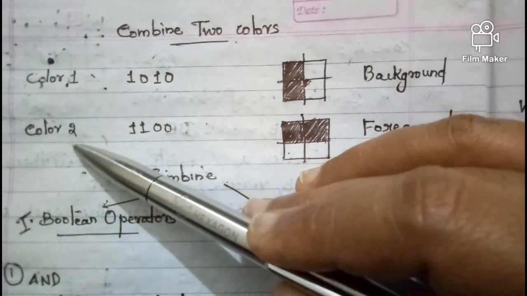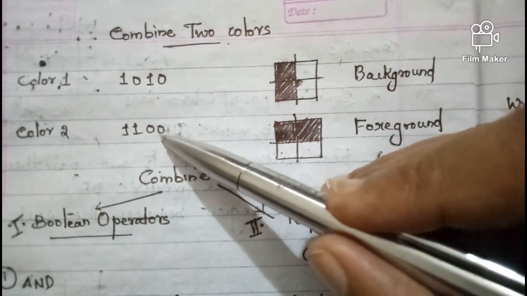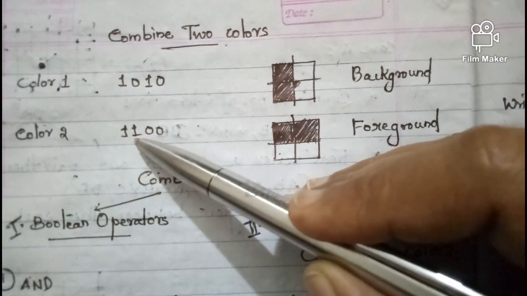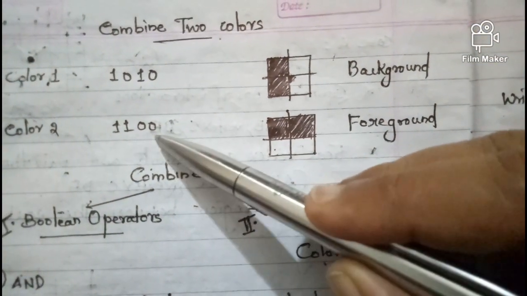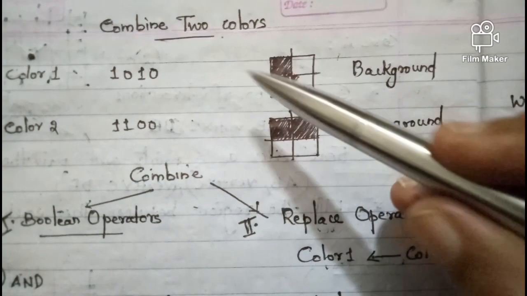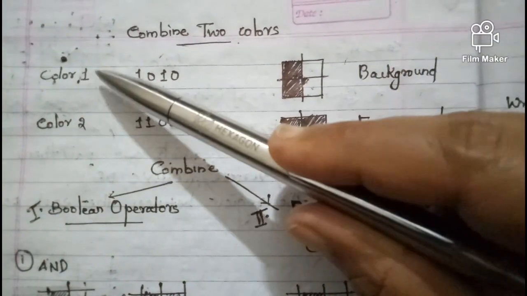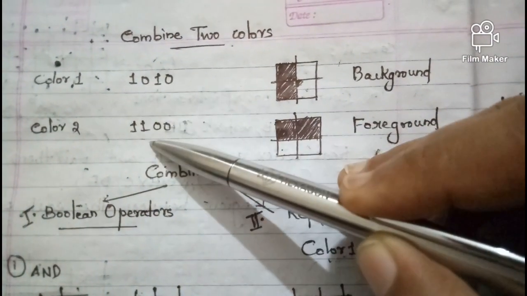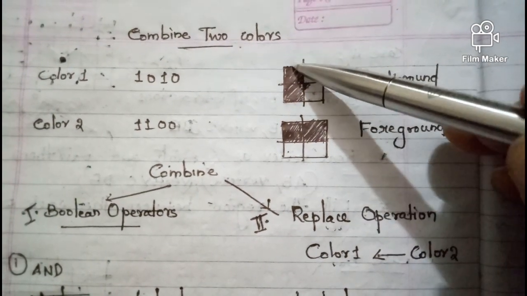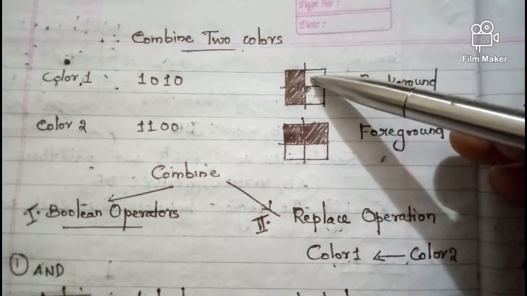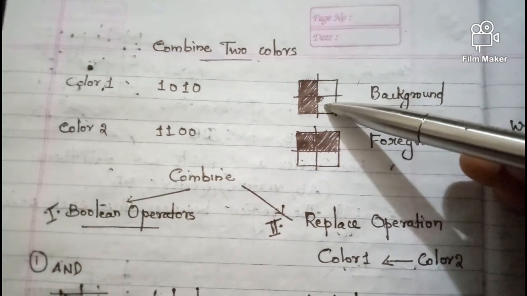Okay, now let me explain color 2. The binary equivalent of color 2 is 1100, which means the first two pixels are to be plotted. The first pixel is plotted and the second pixel is plotted. And the next two pixels, that means the third and fourth pixel, are not to be plotted. In this way, we have two colors, their binary equivalents and their representations. Once again, this is the position of the first pixel, this is the position of the second pixel, the position of the third pixel, and the position of the fourth pixel.